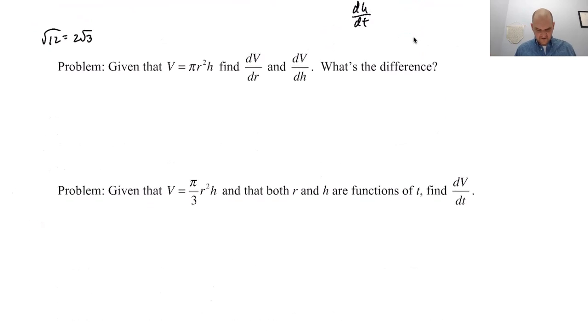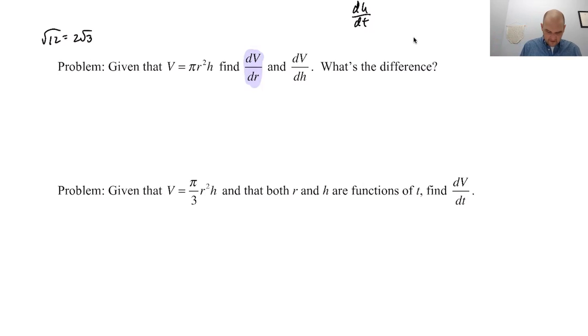All right, let's take a look at this. Given that v is equal to pi r squared h, find dv dr. So interesting. v appears to be a function of r and of h, two different variables. We want to find dv dr. So r is the independent variable, which means everything else in there is just a constant, some arbitrary constant that we don't necessarily know. Pi is definitely a constant that we know. h is just a constant that we don't know.